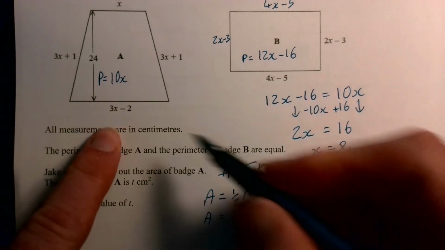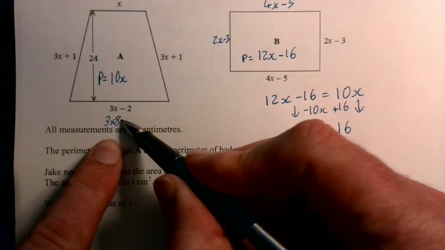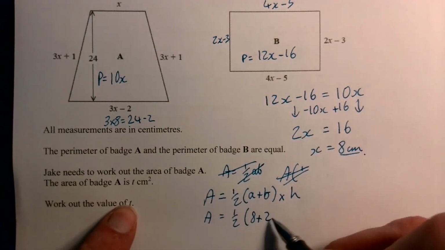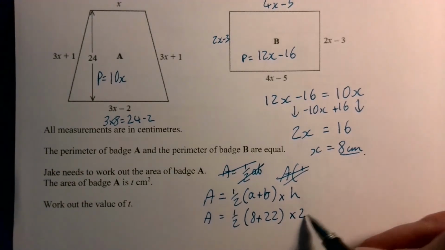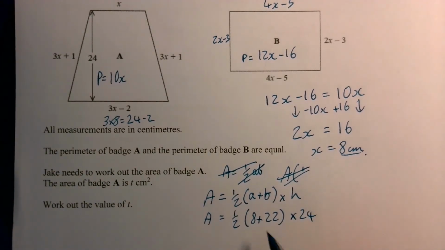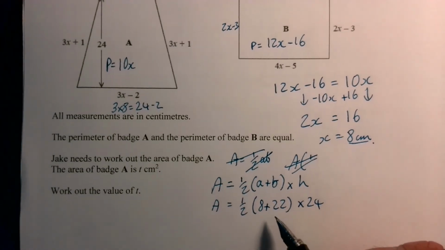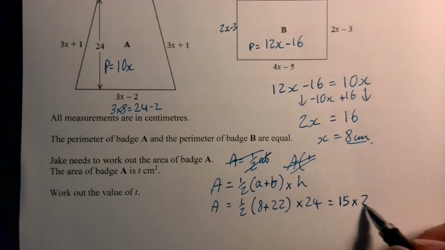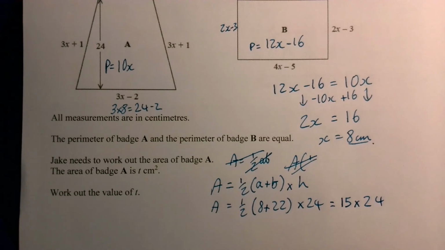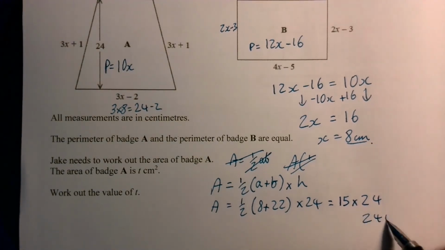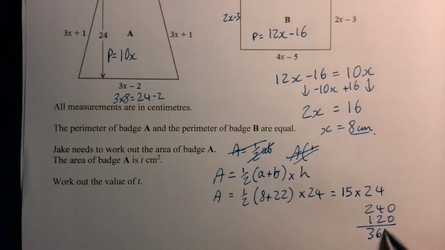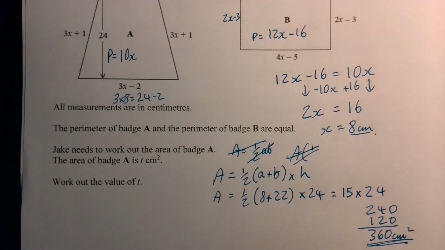Oh, 3x minus 2, or 3 times 8 is 24. Take 2 is 22. So 8 plus 22, and then that's going to be multiplied by 24. 8 plus 22 is 30. Half of 30 is 15, so we're looking at 15 times 24. To do 15 times something, do 10 times, and then halve that to get 5 times, add them together, gives us 360 centimeters squared. That's that one done.